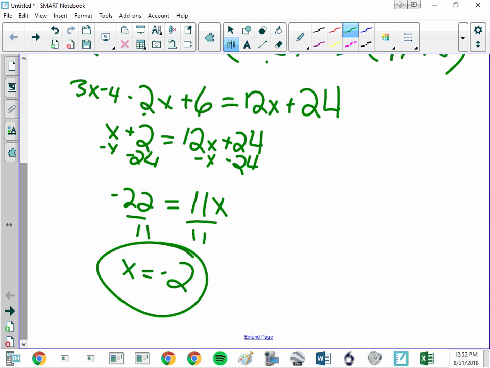Okay. That will get you through the first page. Oh, there is only one page. Okay. Get to work.